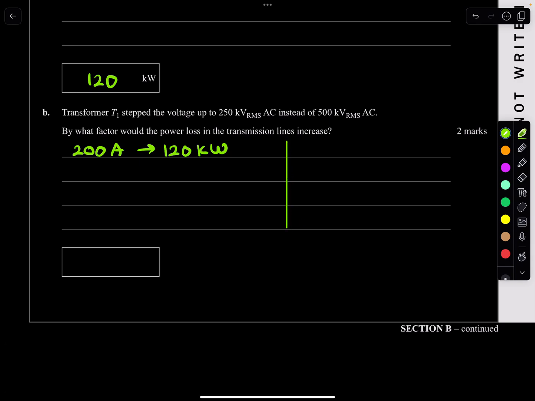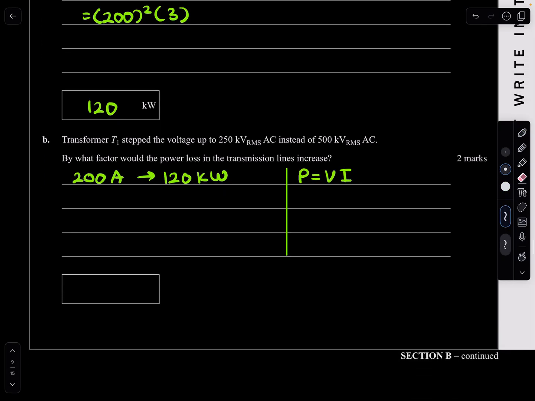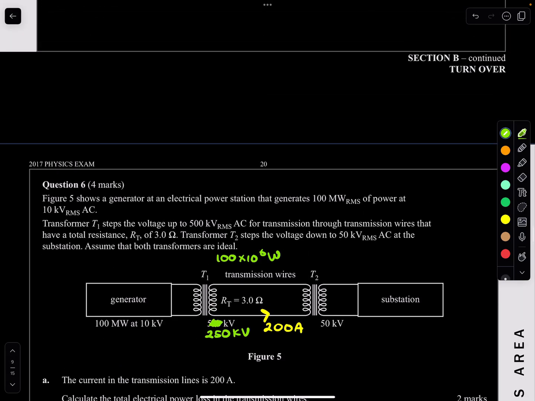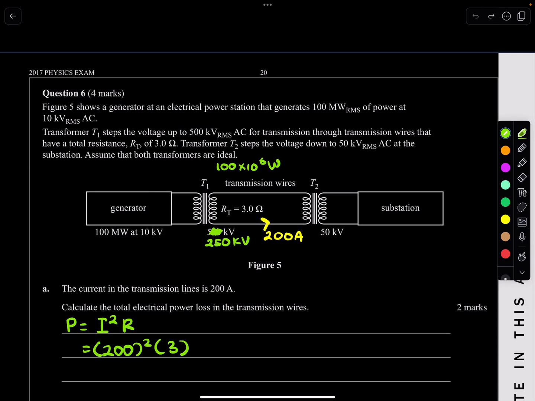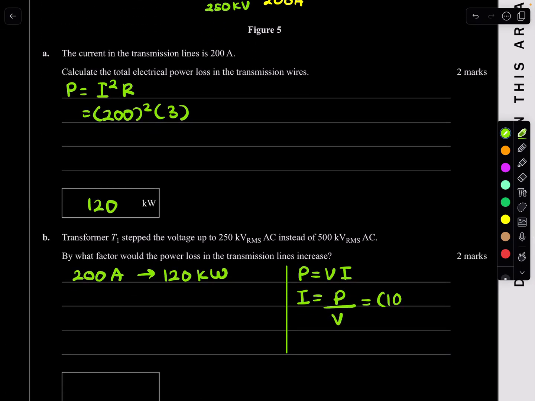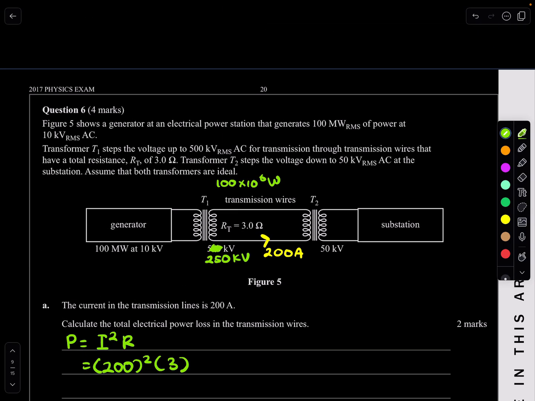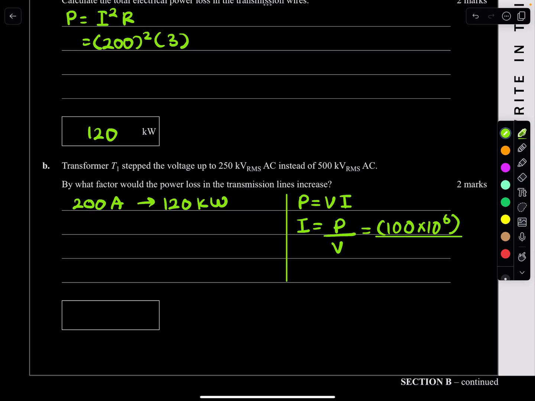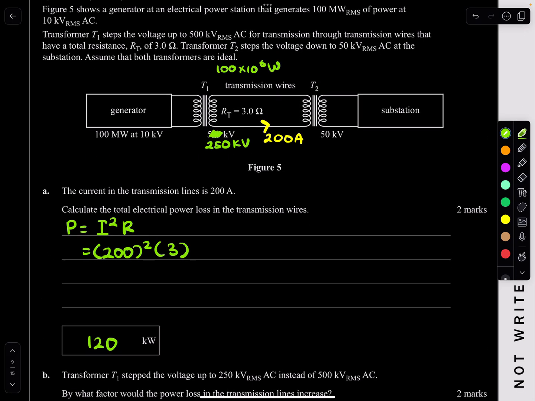So we know that power is equal to voltage times current. And now, because we have the power on the secondary, we want to find the current. The main thing is the current to find the power loss, which is just power over V. And we know that the power on the left side, which was 100 megawatts, will be the same on the right side, 100 megawatts again. So it'll be 100 times 10 to the power of 6, all divided by your voltage, which in this case is 250 kilovolts.